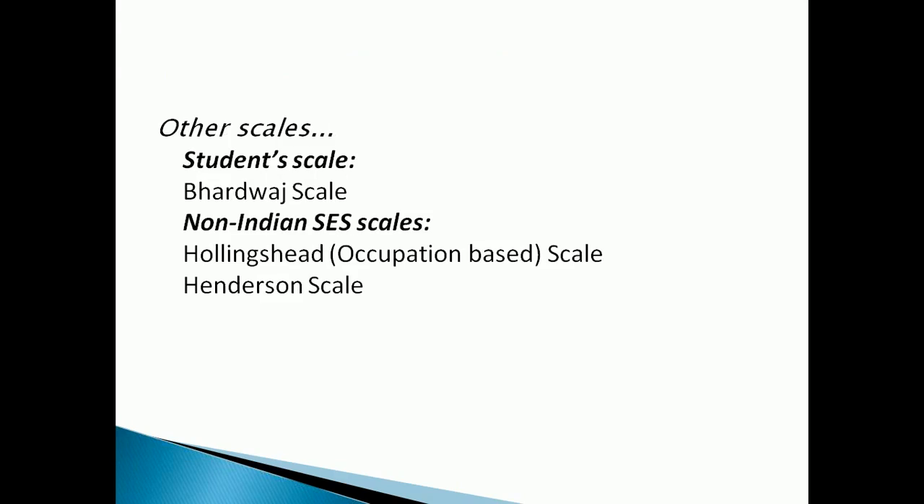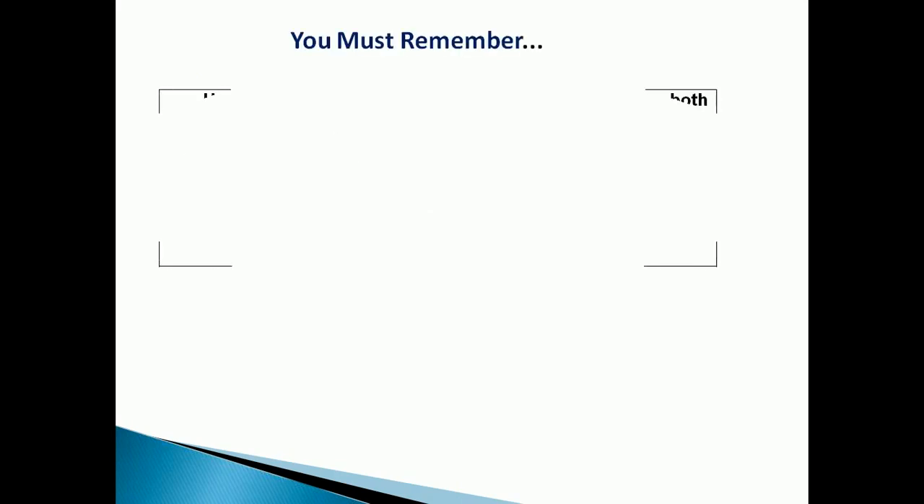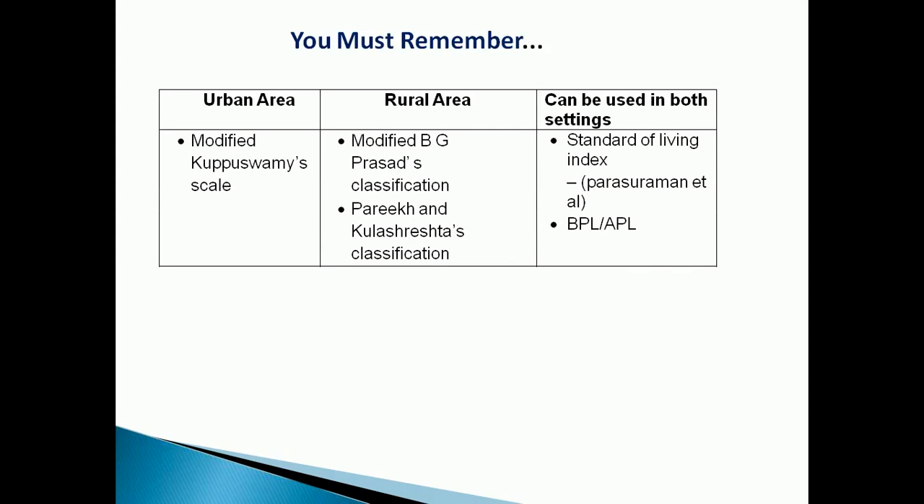The student scale, that is Bharadwaj scale. Non-Indian socio-economic scales are Holingshead, occupation based scale, Henderson scale, etc. You must remember this final thing: in urban areas, modified Kuppuswamy scale; in rural areas, modified BG Prasad classification, Pareek and Kulshrestha classification; and it can be used in both settings, that is the standard of living index and BPL or APL classes, the poverty line.